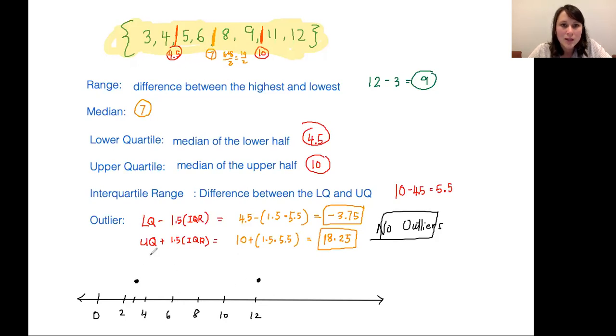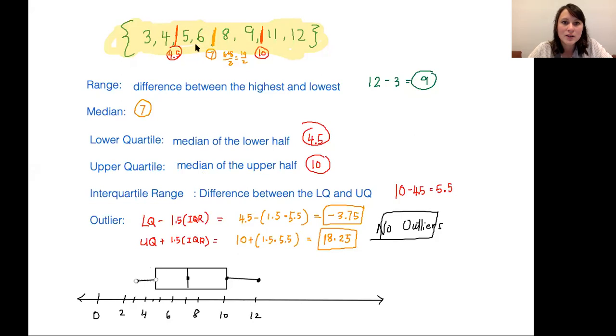Then I'm going to plot where my median is, which is at 7. And then I'm going to plot where my lower and upper quartile is, so 4.5 and 10. Then I'm going to create a box around this. And that's where my box is. And then I'm going to draw a line right down the middle. And then I'm going to create my whiskers. That's why it's called the box and whisker plot. So those are my whiskers.